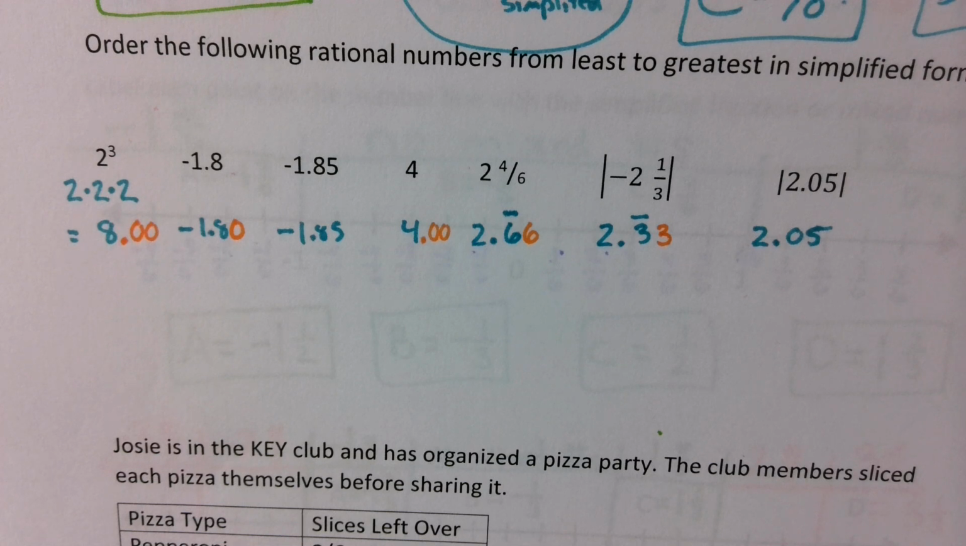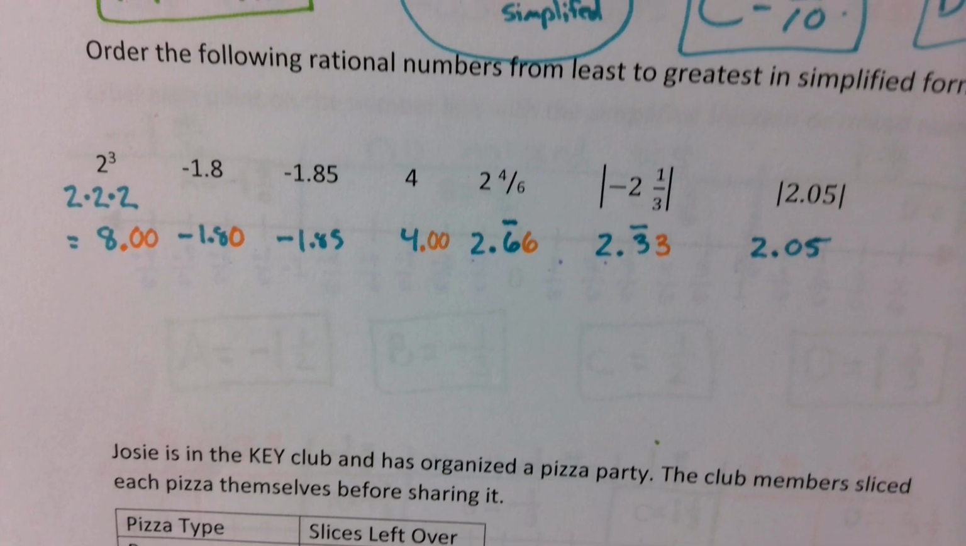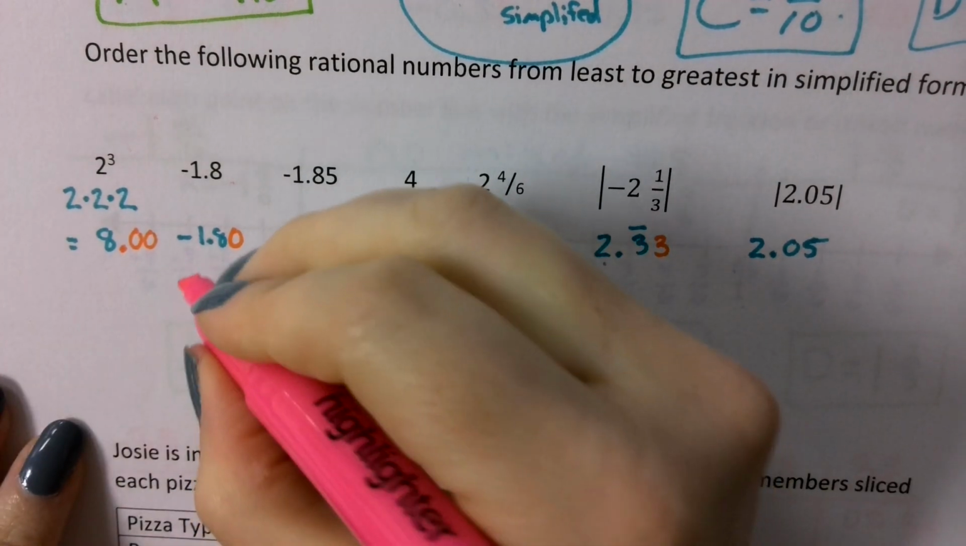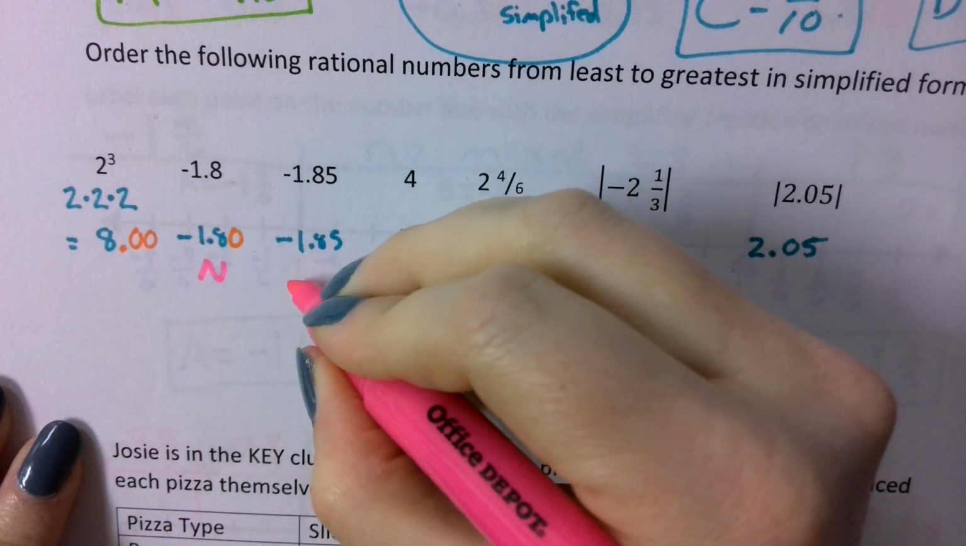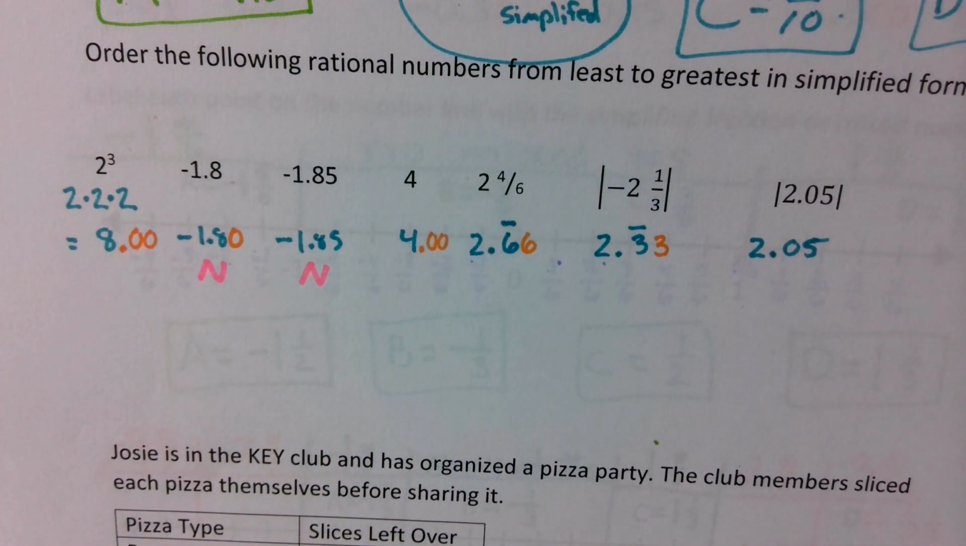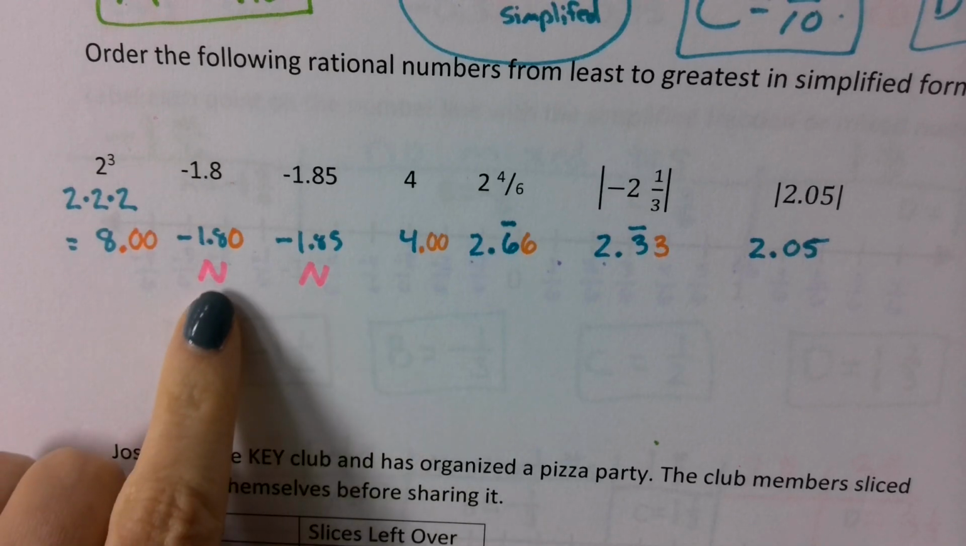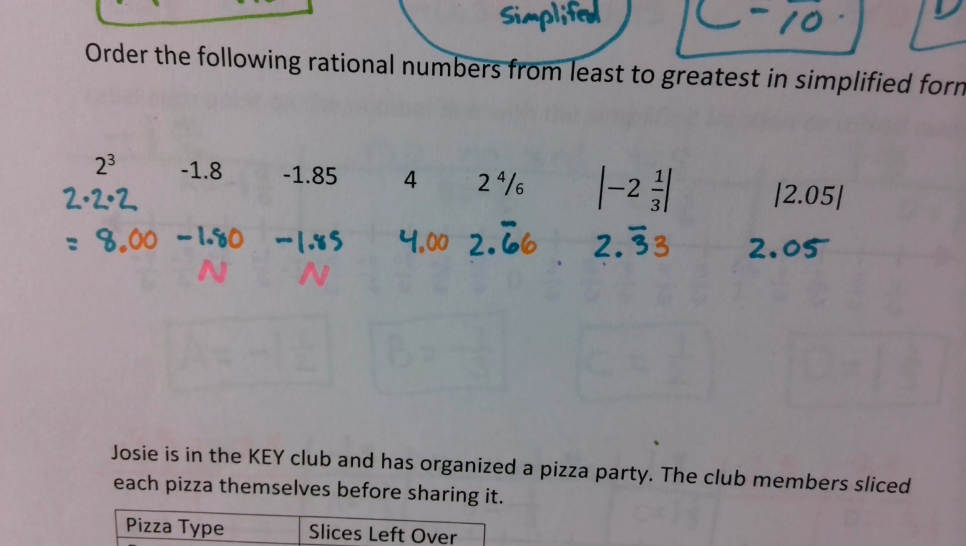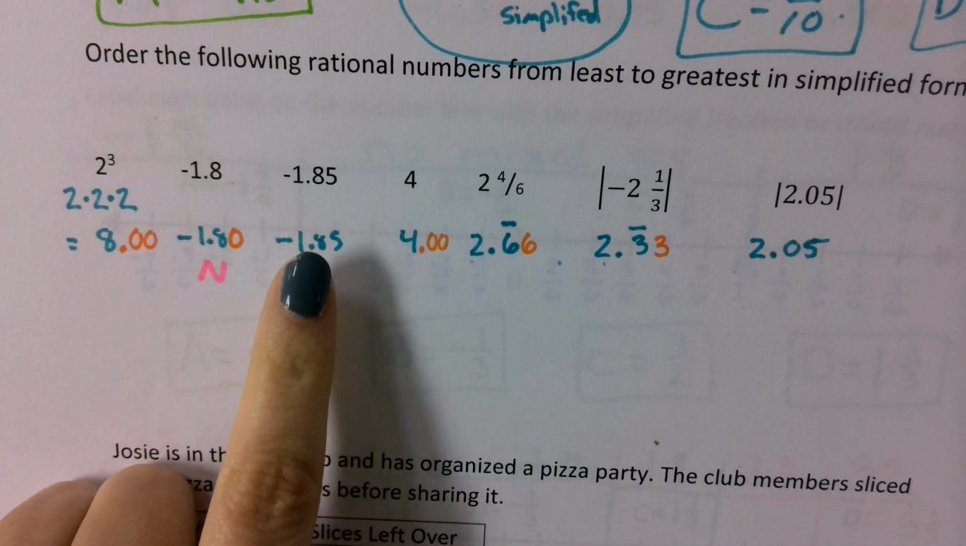We just need to go ahead and place them in order from least to greatest. So do I have any negative numbers up here? Yeah, I have a couple of negative numbers up here. So we want to focus on our negative values first because we know those are going to be our smallest. So here's a negative number, and here's a negative number. Which one of them is the furthest away from 0 on a number line? Negative 1.8 or negative 1.80 or negative 1.85? Negative 1.85. So there's our smallest value.